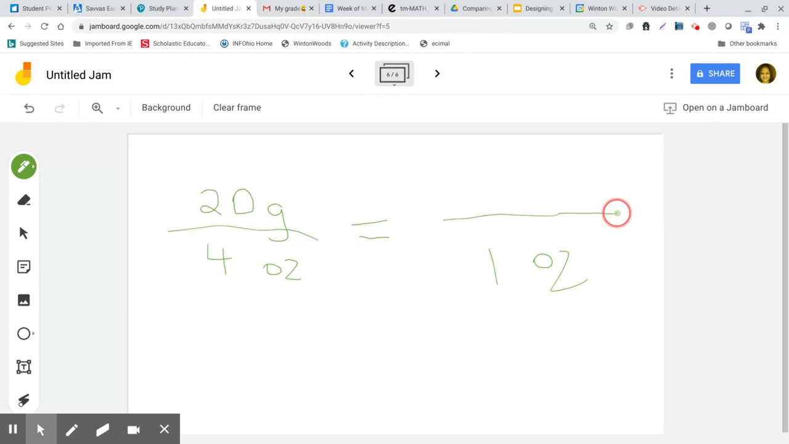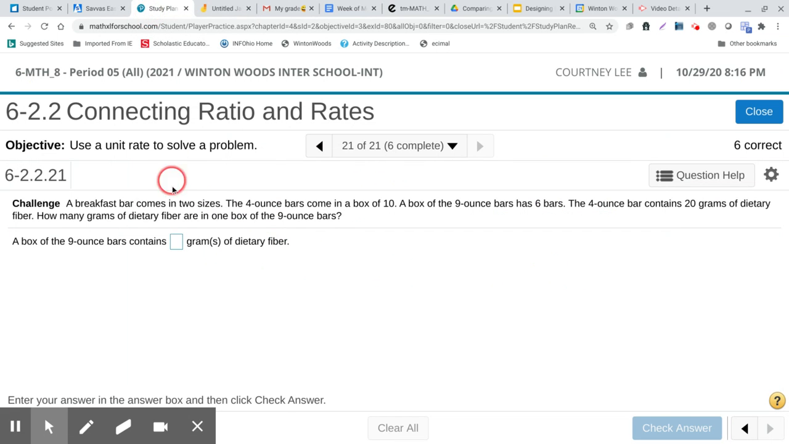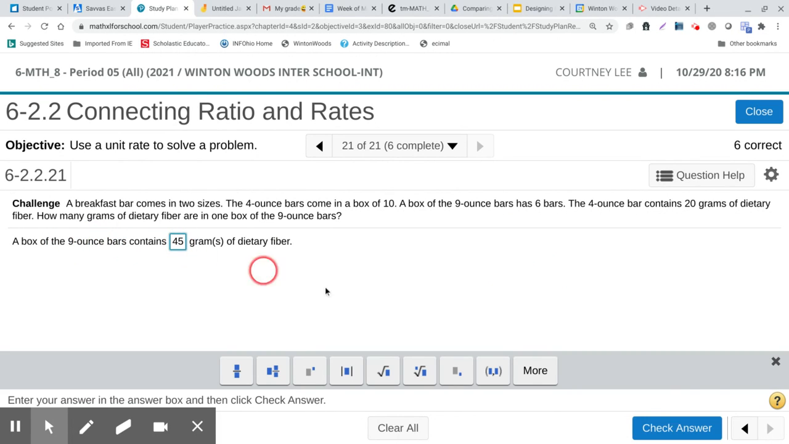How do I get from 4 to 1? Divide by 4. Whatever I do to the bottom, I do to the top. So 20 divided by 4 is 5. So me finding this unit rate tells me that there's 5 grams in every ounce. If I know that there's 5 grams in every ounce, and it's asking me for a 9-ounce bar, what is 5 times 9? 45.